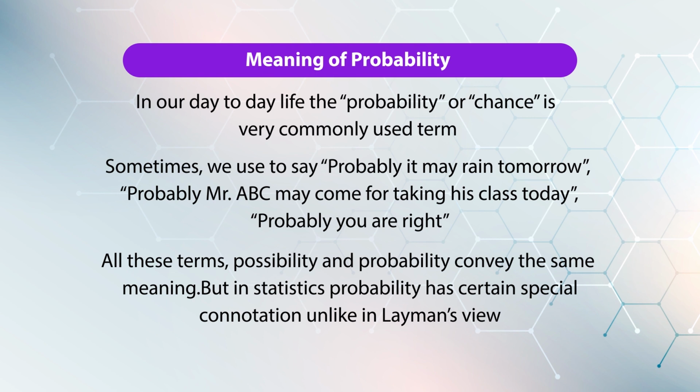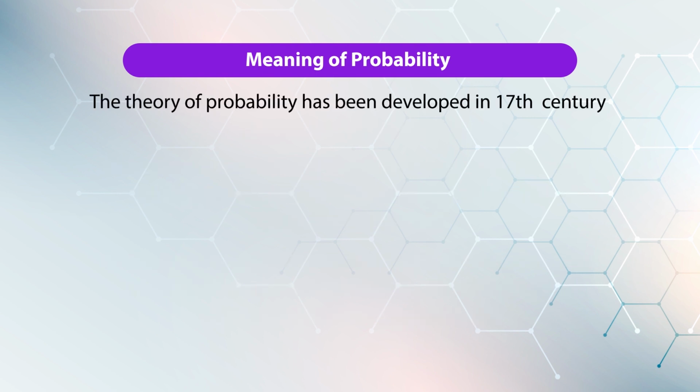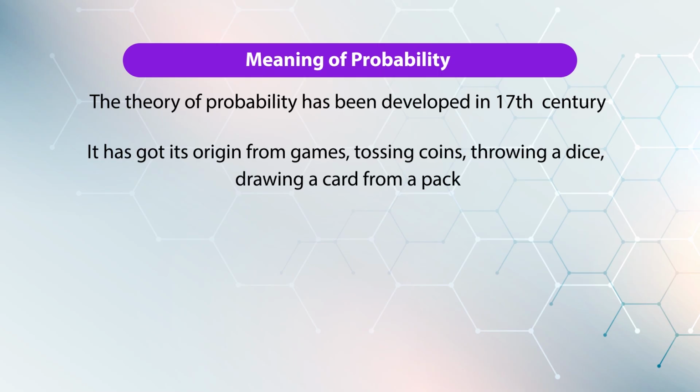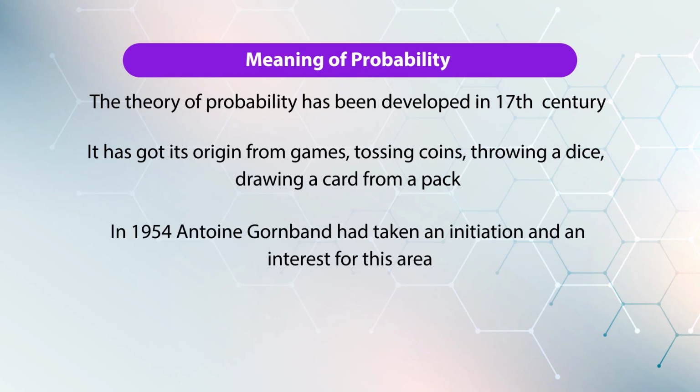The theory of probability was developed in the 17th century. It has its origin in games: tossing coins, throwing a dice, drawing a card from a pack. In 1954, Anthony Gorband took an initiation and an interest in this area.